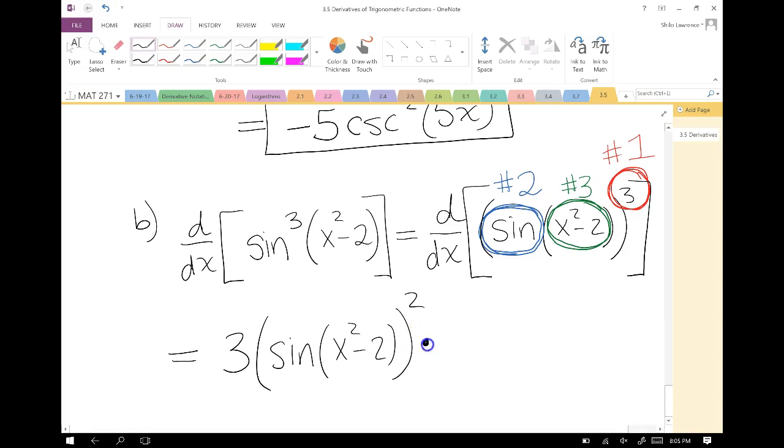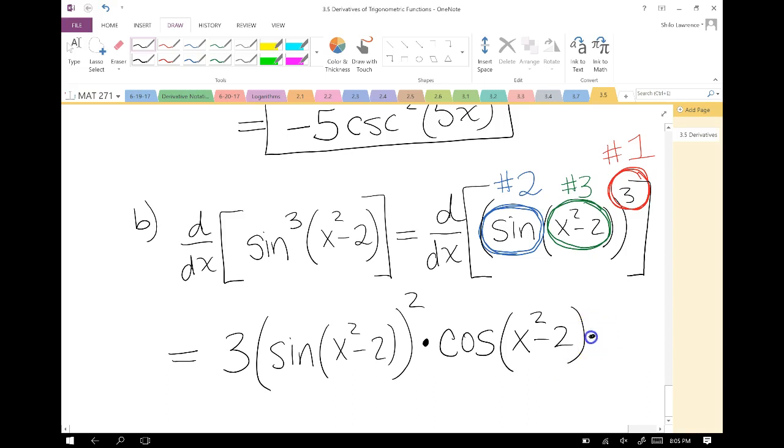And then we can multiply and move in a layer. The next layer, layer number 2, is the sine. So now we'll decide how we do the derivative of a sine. Well, the derivative of sine is cosine. Everything inside of it stays exactly the same.